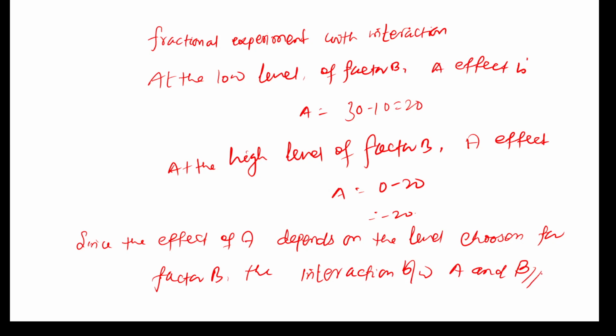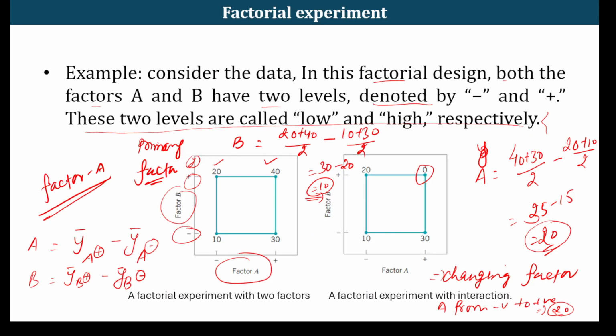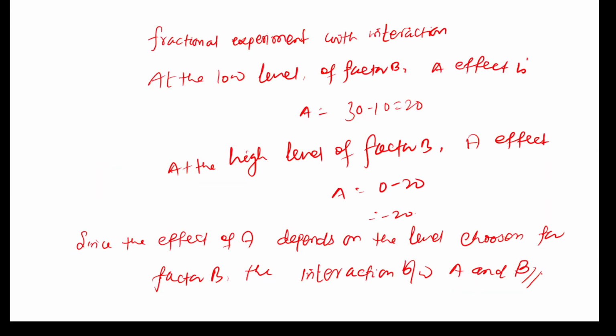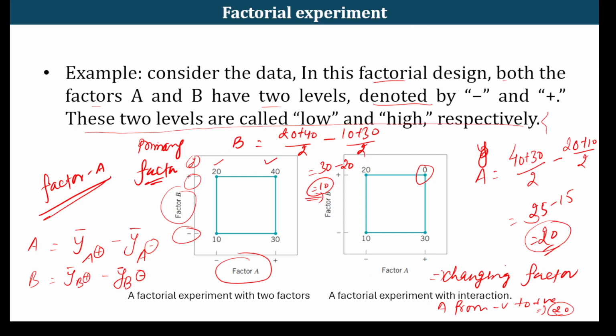Okay, so in a similar way we can get the low level of factor A. For that, how much are we getting for the factor B effect? 20 minus 10. Then the same way, at the high level of factor A, what will that be? 0 minus 30, so minus 30. So that's how we can get it for the factorial experiment with two factors, and then with interaction.